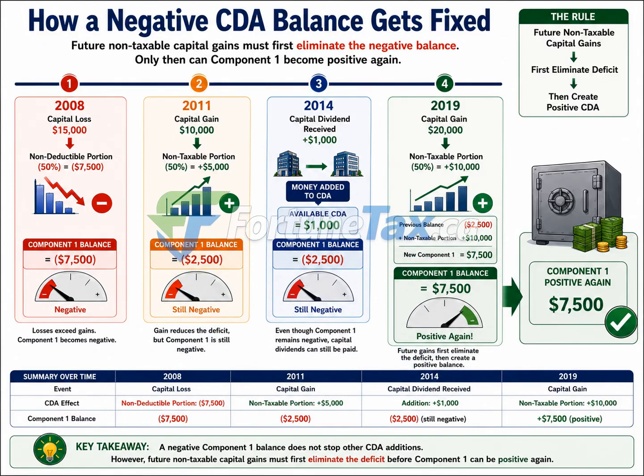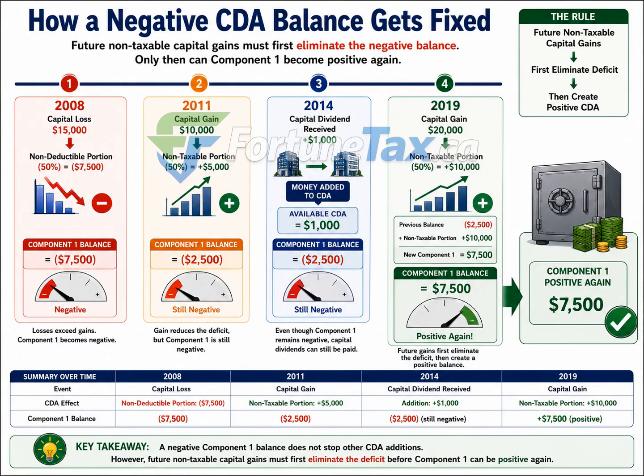Now let's move to 2019. The corporation realizes another capital gain, this time $20,000. The non-taxable portion is $10,000. But remember the rule. Future non-taxable capital gains must first eliminate the existing deficit. The first $2,500 removes the negative balance. Only the remaining amount creates positive CDA. After the adjustment, component 1 becomes positive $7,500. The deficit has been completely absorbed. The corporation is now back in a positive position.